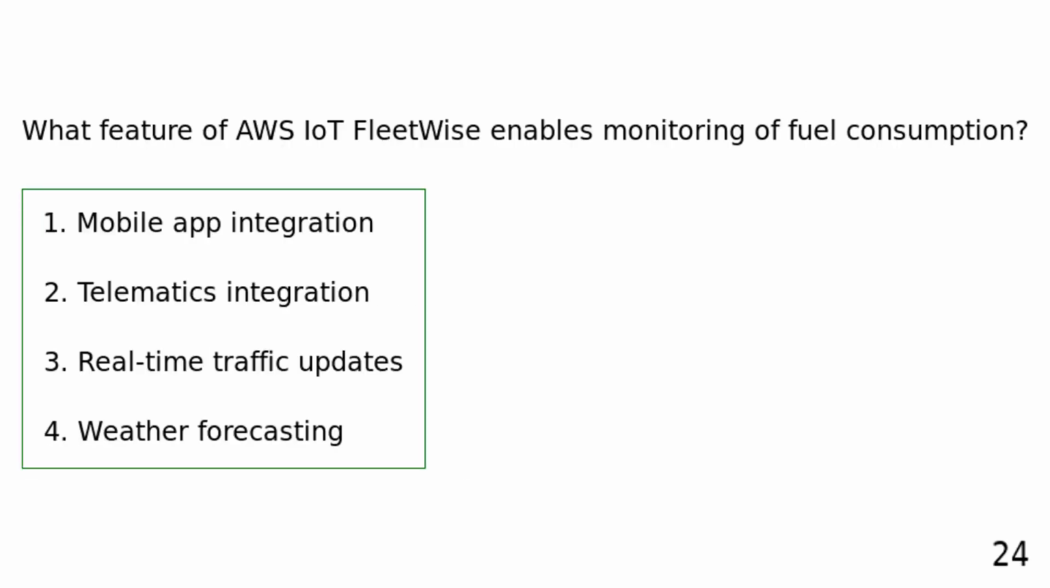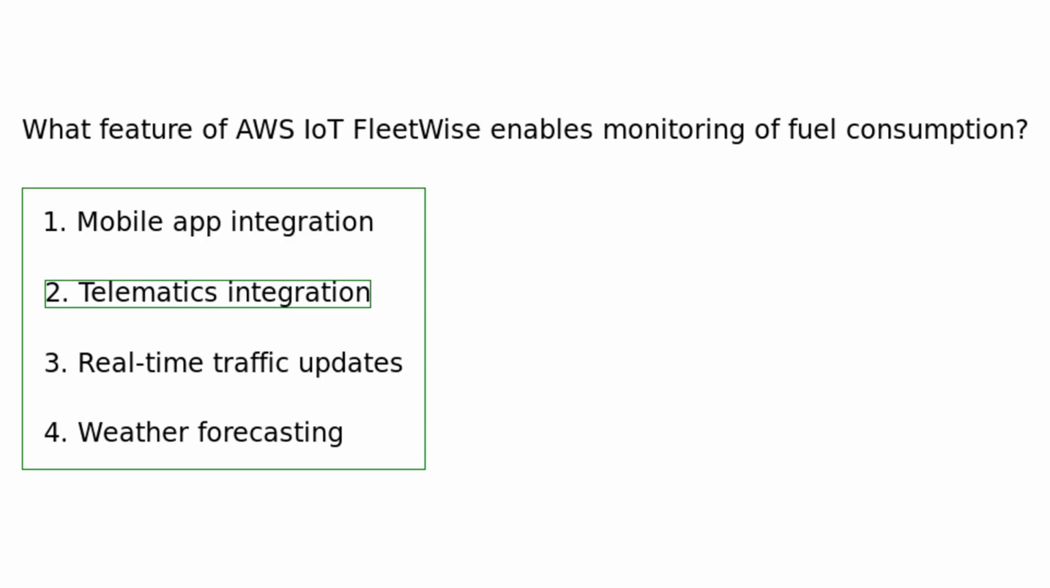What feature of AWS IoT FleetWise enables monitoring of fuel consumption? Mobile app integration. Telematics integration. Real-time traffic updates. Weather forecasting. Telematics integration in AWS IoT FleetWise enables monitoring of fuel consumption.